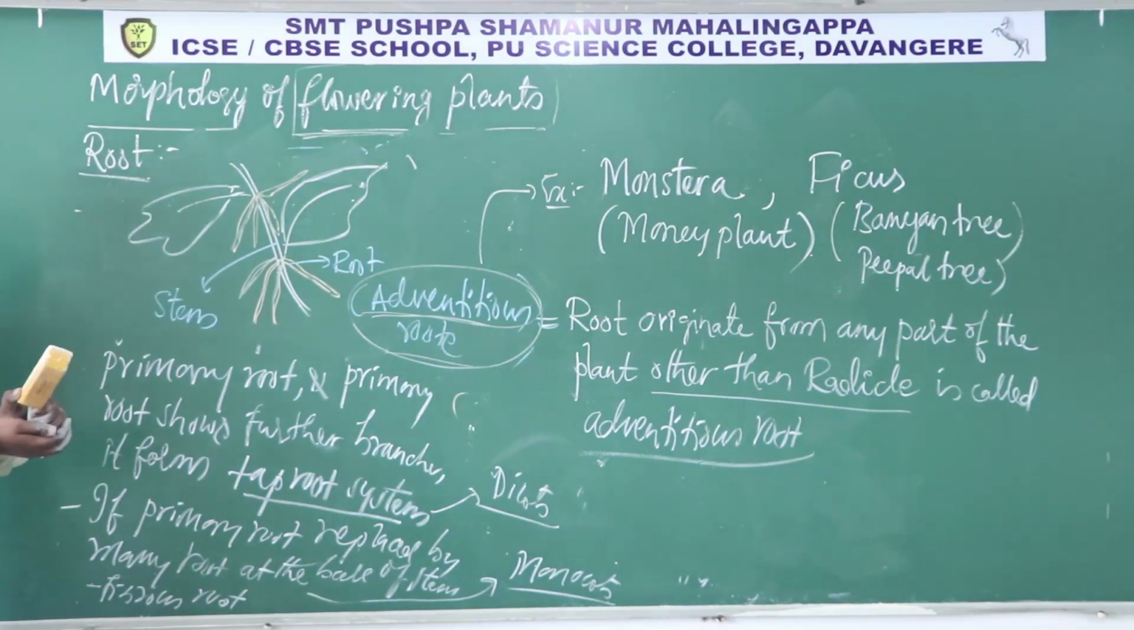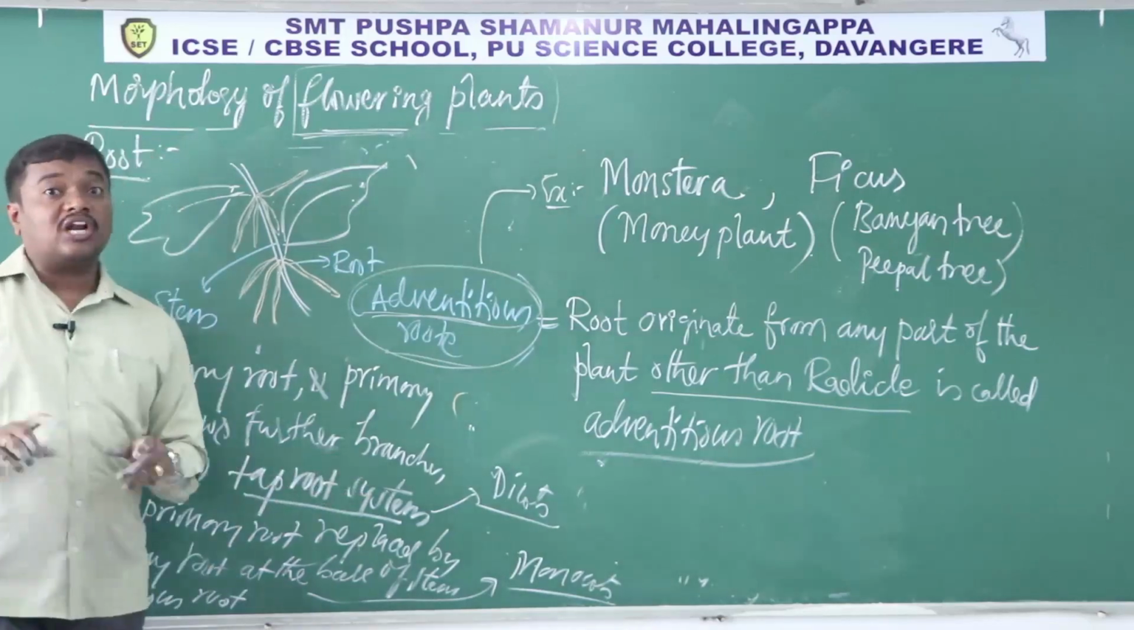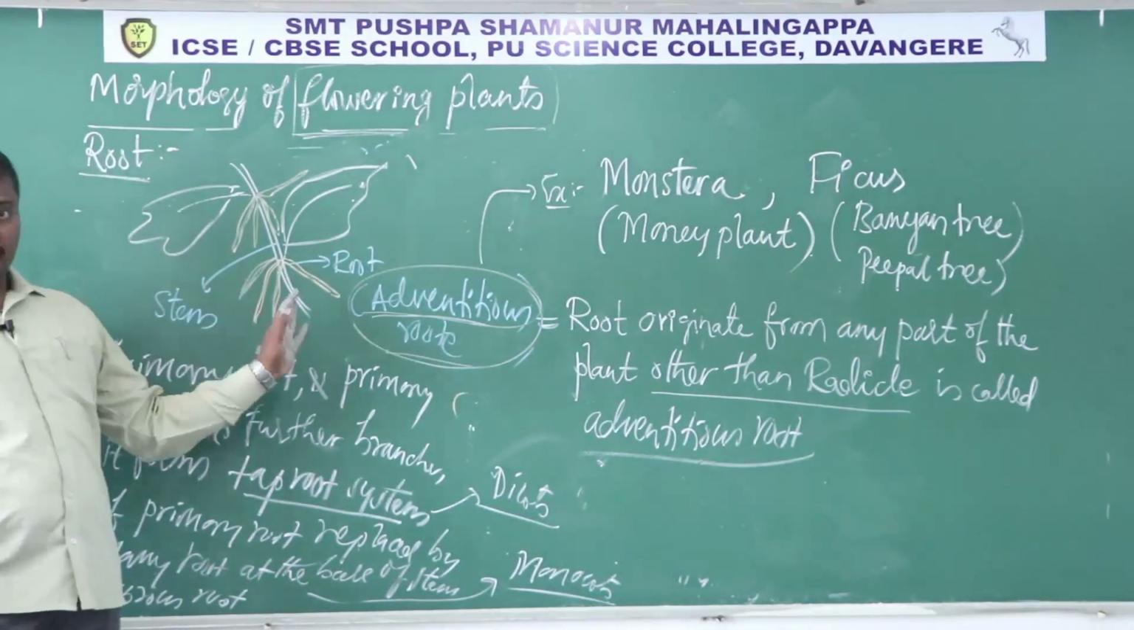Okay, so this is about the different types of roots based on their origin. Remember, taproot and fibrous root are both originated from the radical, whereas adventitious roots are not originated from the radical.